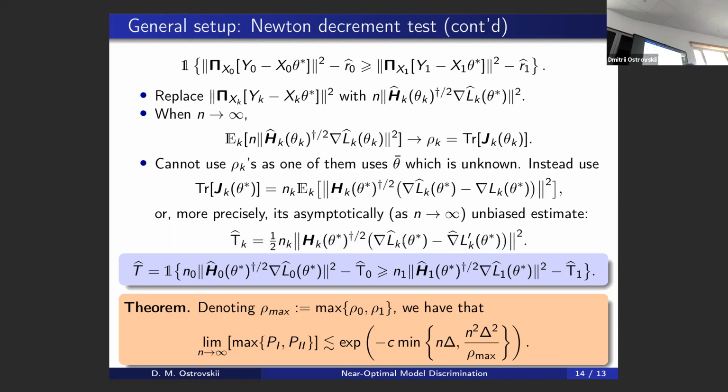The point is that here I'm able to use theta star in both cases. I don't need to know theta 0 and theta 1. The reason I'm allowed to do this is because delta goes to 0 in my asymptotic regime, and so theta 1 goes to theta 0 in the right space. It's not hard to prove that this test has the promised error bound, where rho max is the worst of the two effective ranks.